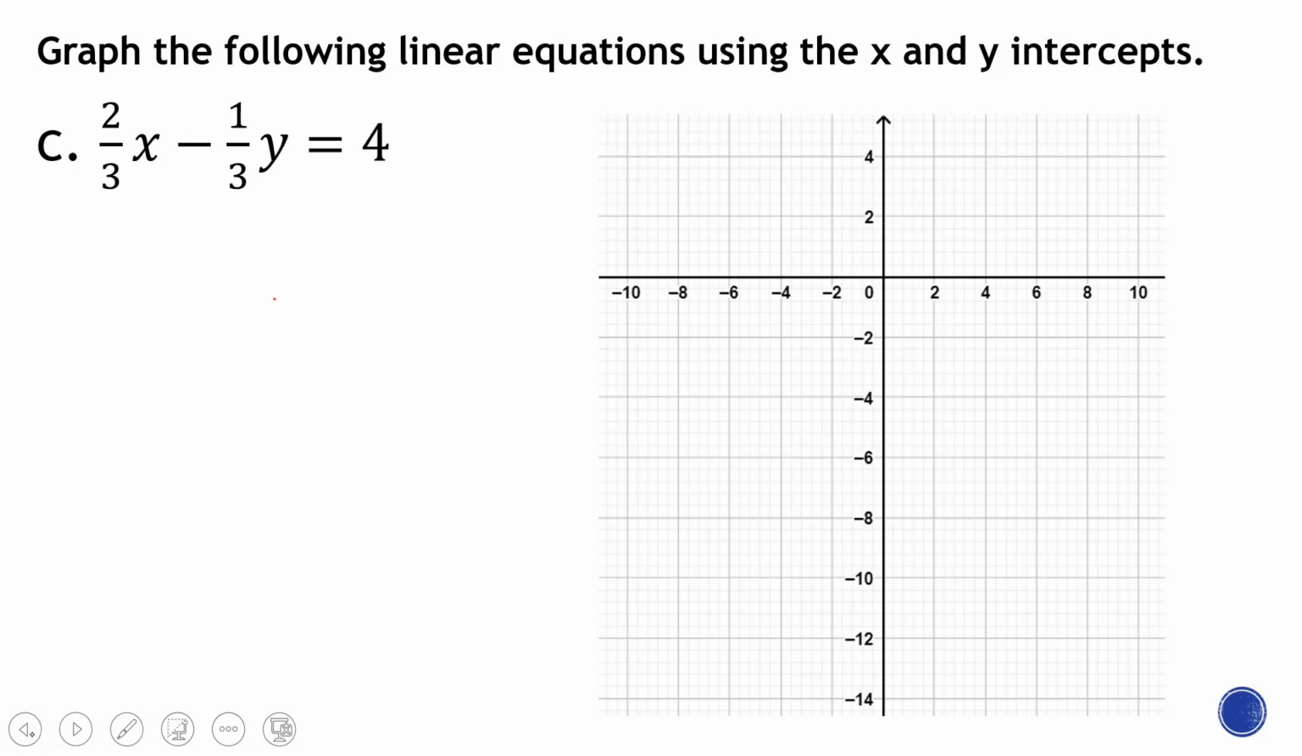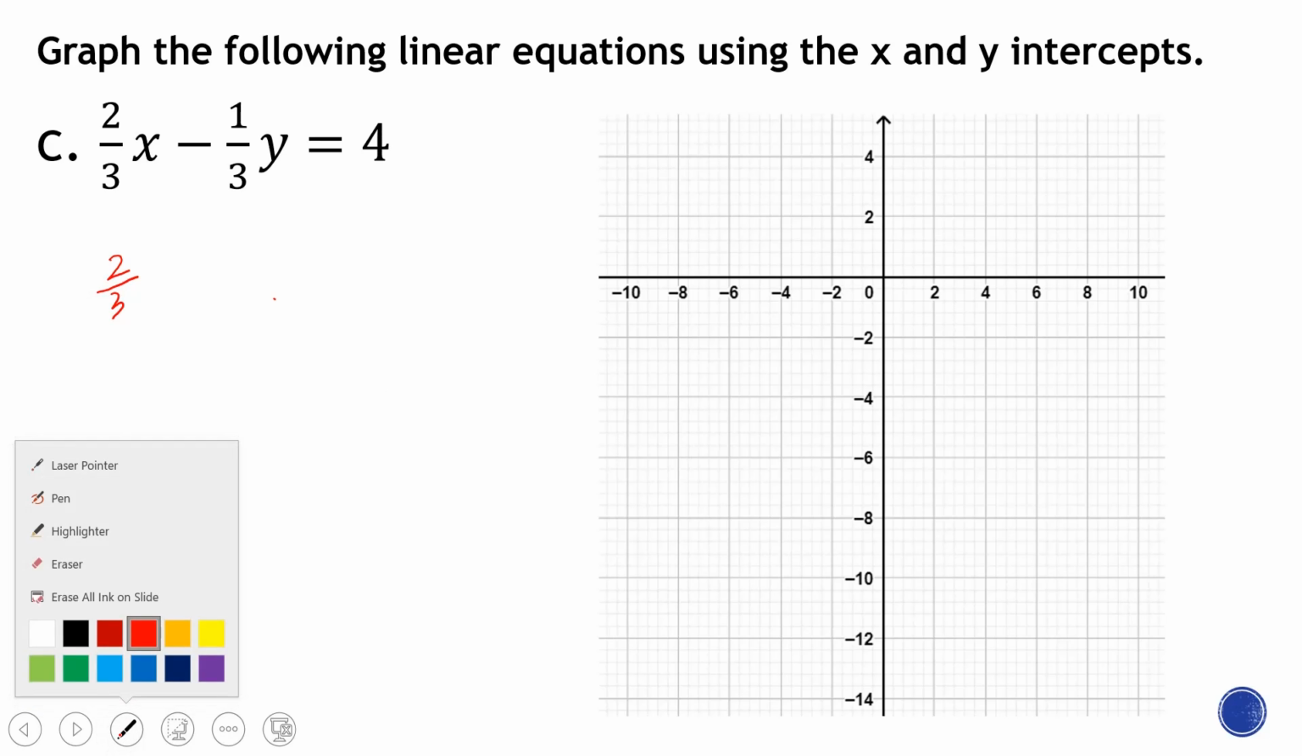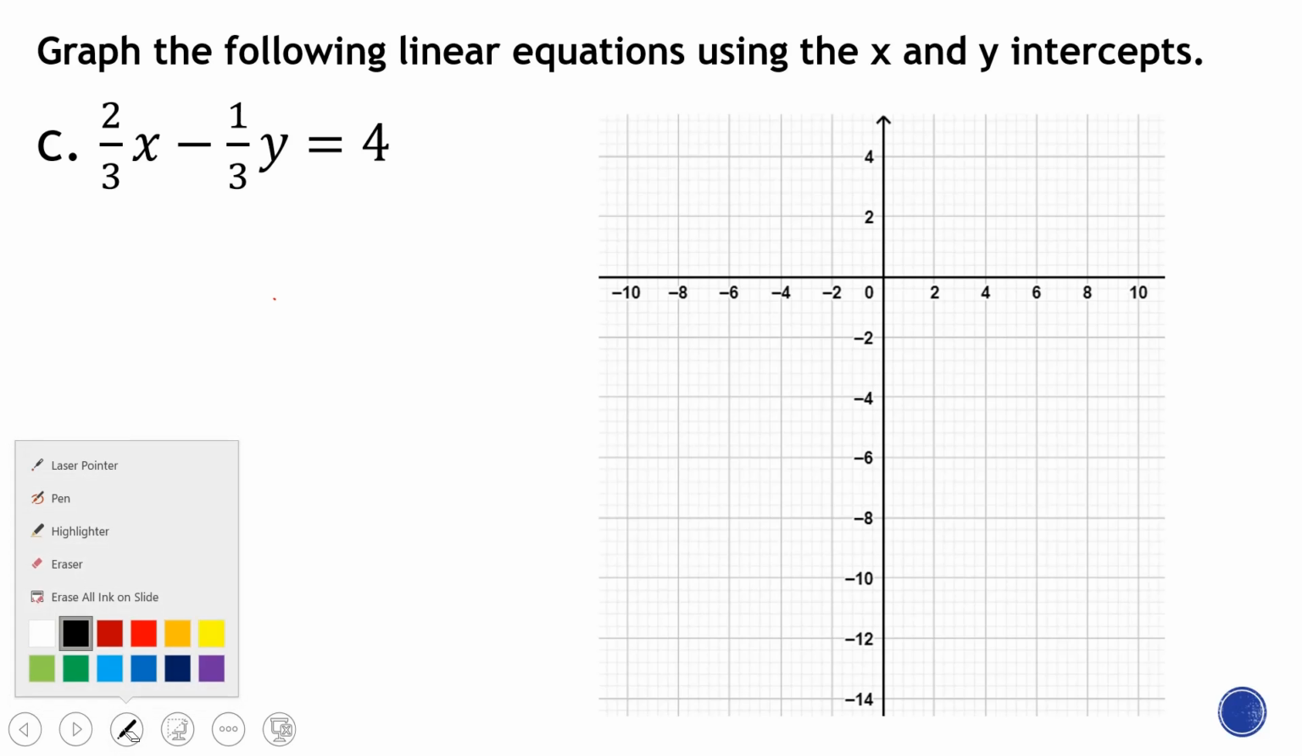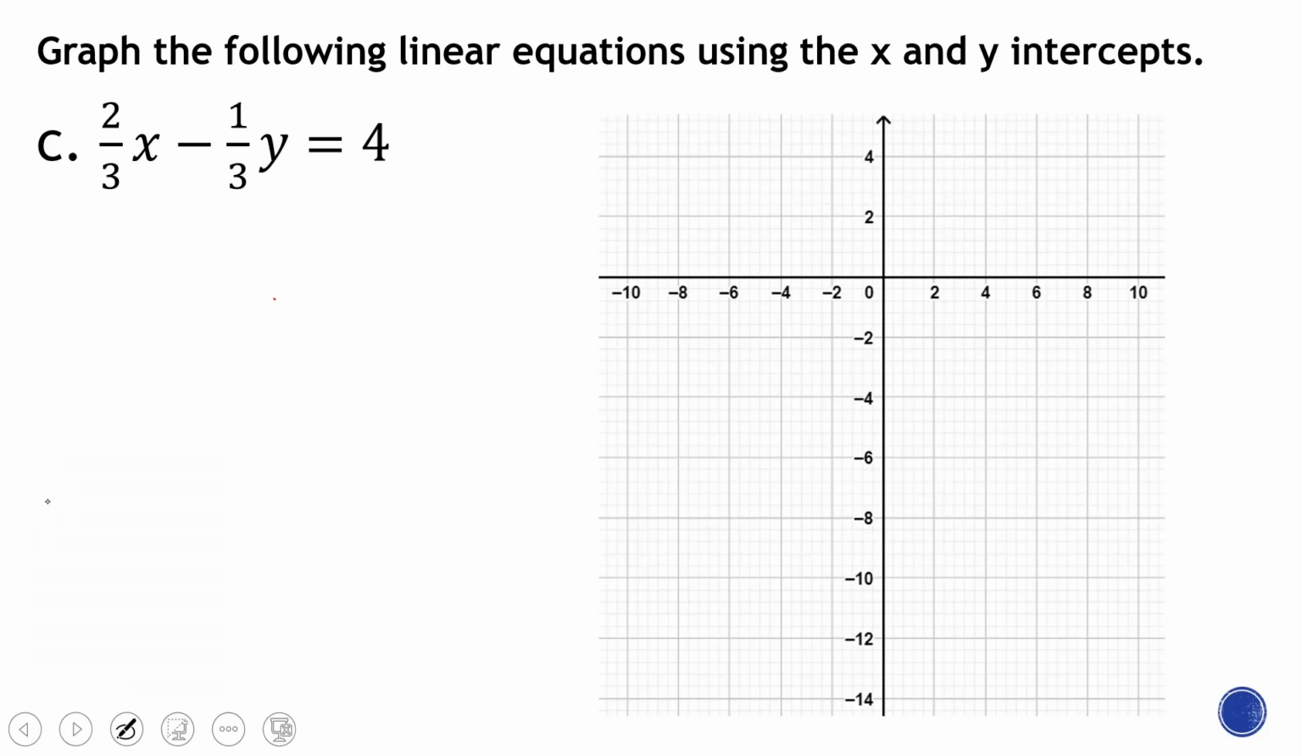Oh, we're not yet done, of course. I need to solve this first. So we have two-thirds x. By the way, we can rewrite that as this. So 2x over 3 minus y over 3 equals 4.